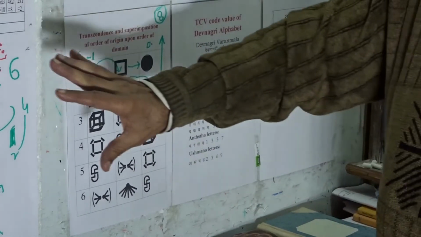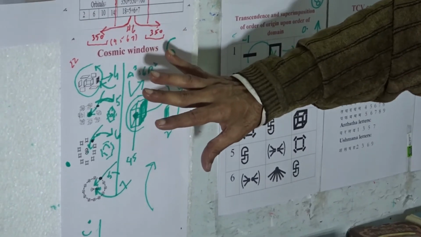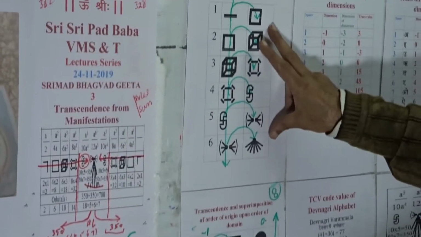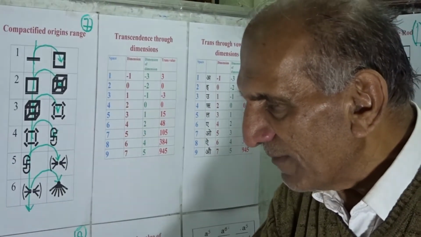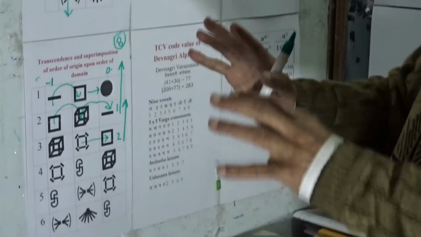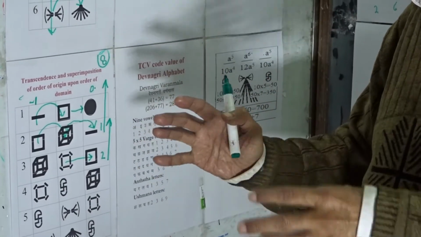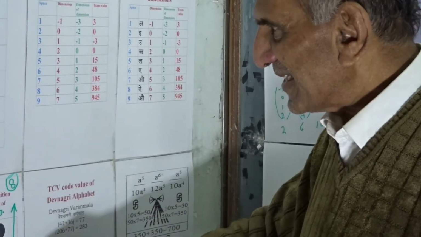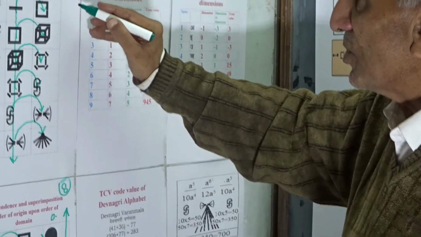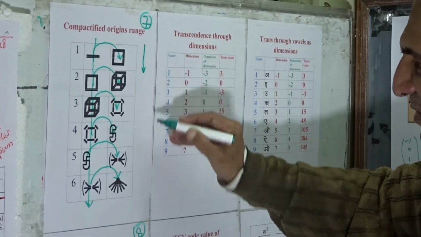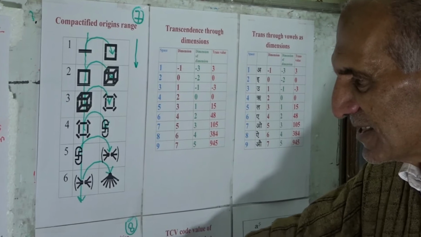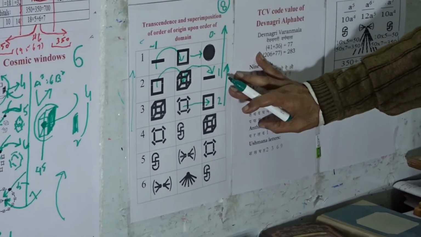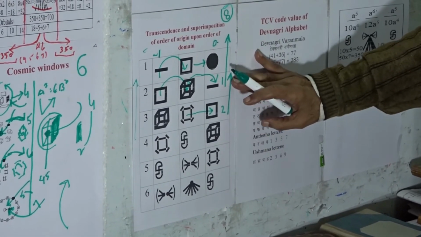We have seen that the cosmic windows are giving us an outward expansion. The compactified origins are giving us inward expansion. However, the domain itself remains in a state that with the happening of a transcendence, it is going to be an inward transcendence. When there is going to be an upward transcendence from the origin, then it would amount to the superimposition of the higher order upon the lower order.